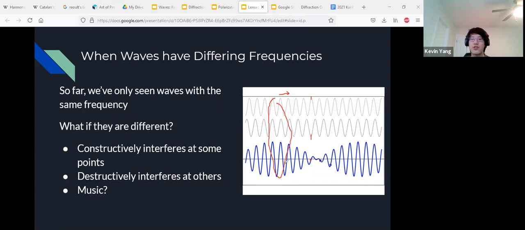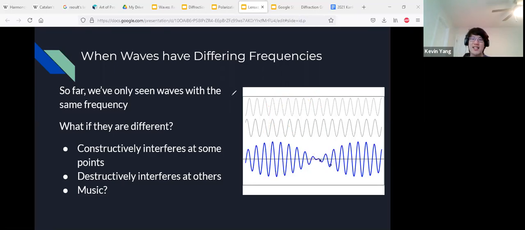So whenever waves have two different frequencies, we're going to get these points where we have high amplitudes, and we get these points where we have low amplitudes, right? It's going to constructively interfere where it has high amplitudes, and it's going to destructively interfere at these low points, right?